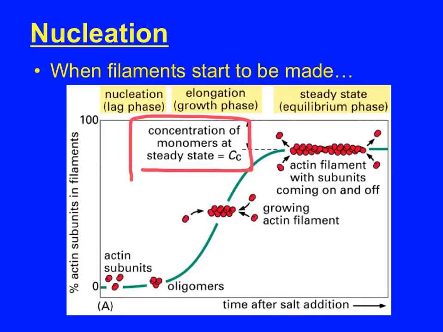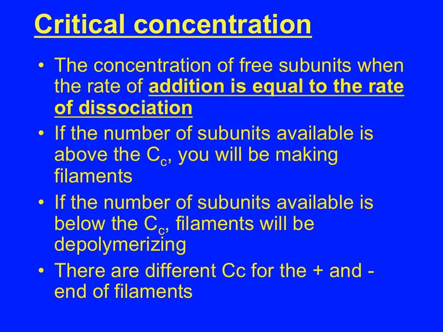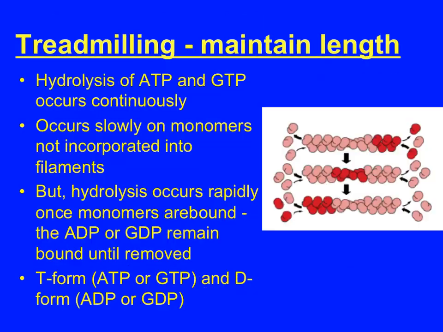But it's a little more complicated than that. The CC is where it's equal. But the complication is that the plus end has a different critical concentration than the minus end. Brian? So at the CC, would you consider that treadmilling? Give me 1 minute, we'll get to treadmilling. Because there are 2 different CCs, that does something to it.